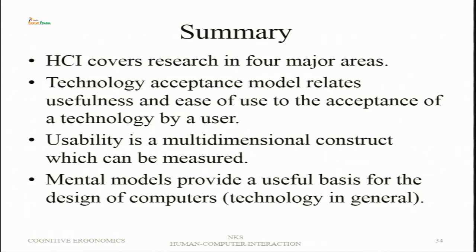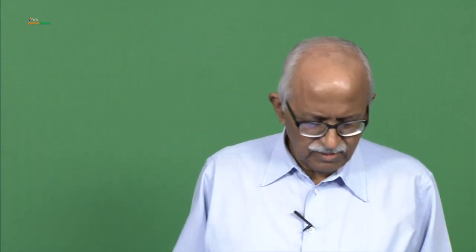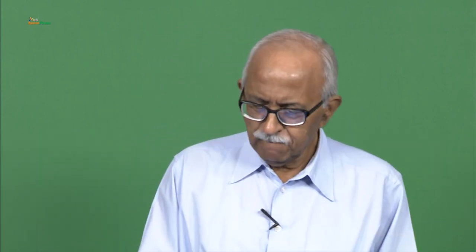Mental models provide a useful basis for the design of computers or technology in general. So understanding mental models is very critical, and one should go into great detail before a system can be designed. The idea is that the designer's mental model should be translated into the physical system, and then that physical system should be tested with the mental model of the user. This is how one can achieve the balance, and the entire design process can be helpful.